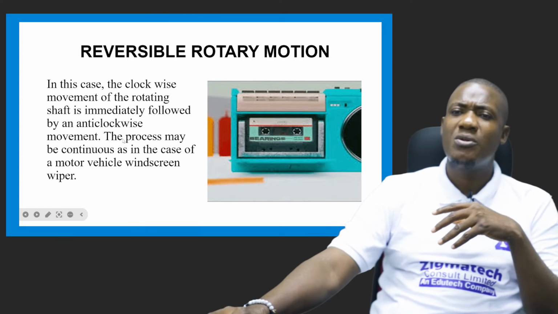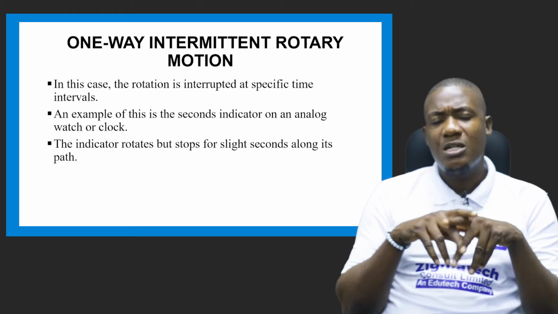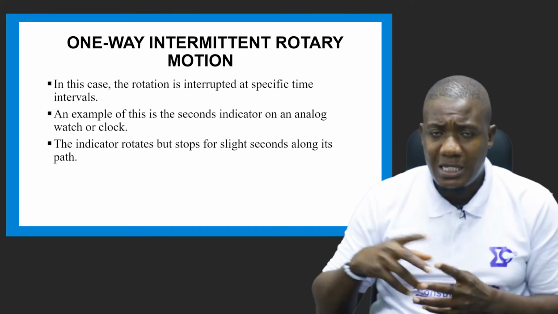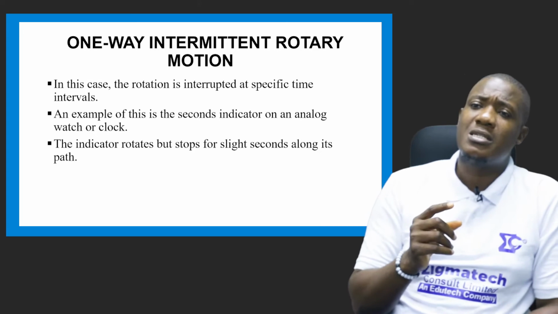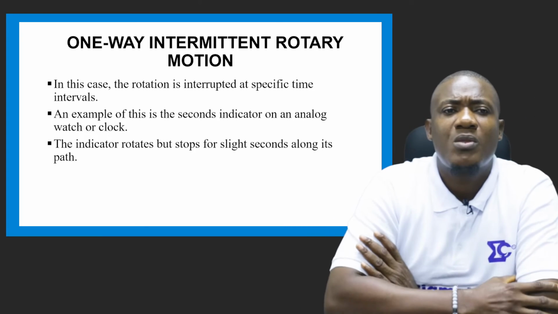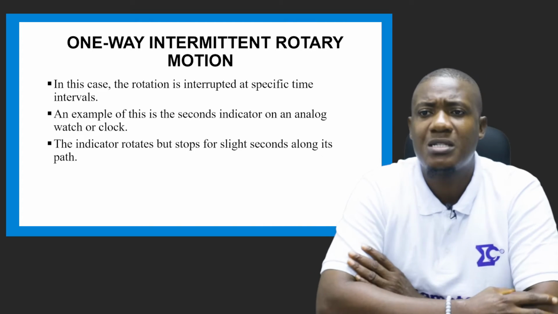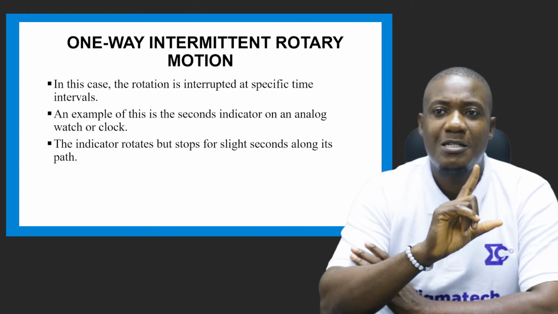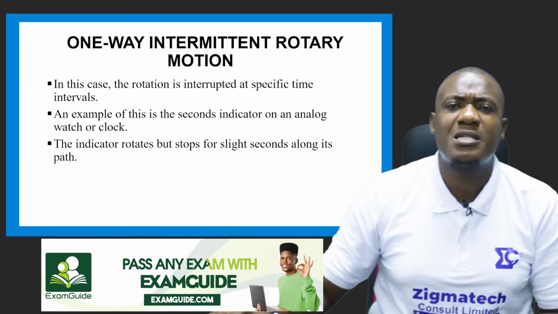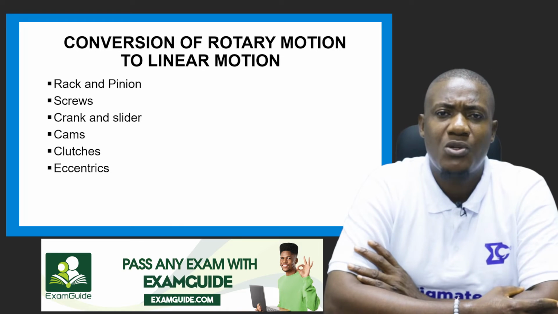Now, we have the one-way intermittent rotary motion. In this case, the rotation is interrupted at specific time intervals. As the body is rotating, at a certain time interval it is interrupted. The second indicator of our clock is a typical example of that. You can see it goes tick, tick. Such is an example of a one-way intermittent rotary system.